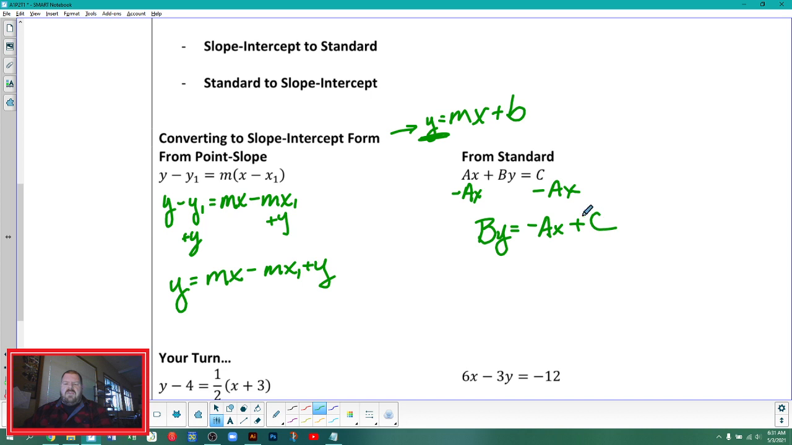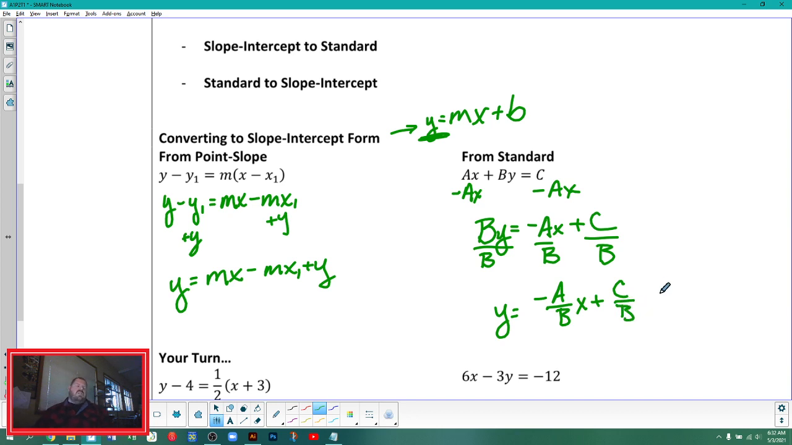Remember, in standard form, c is a constant. It's just a number, but this term does have an x with it. Then I'm going to divide by b, and I'm going to divide each piece by b to give me y equals negative a over b x plus c over b.